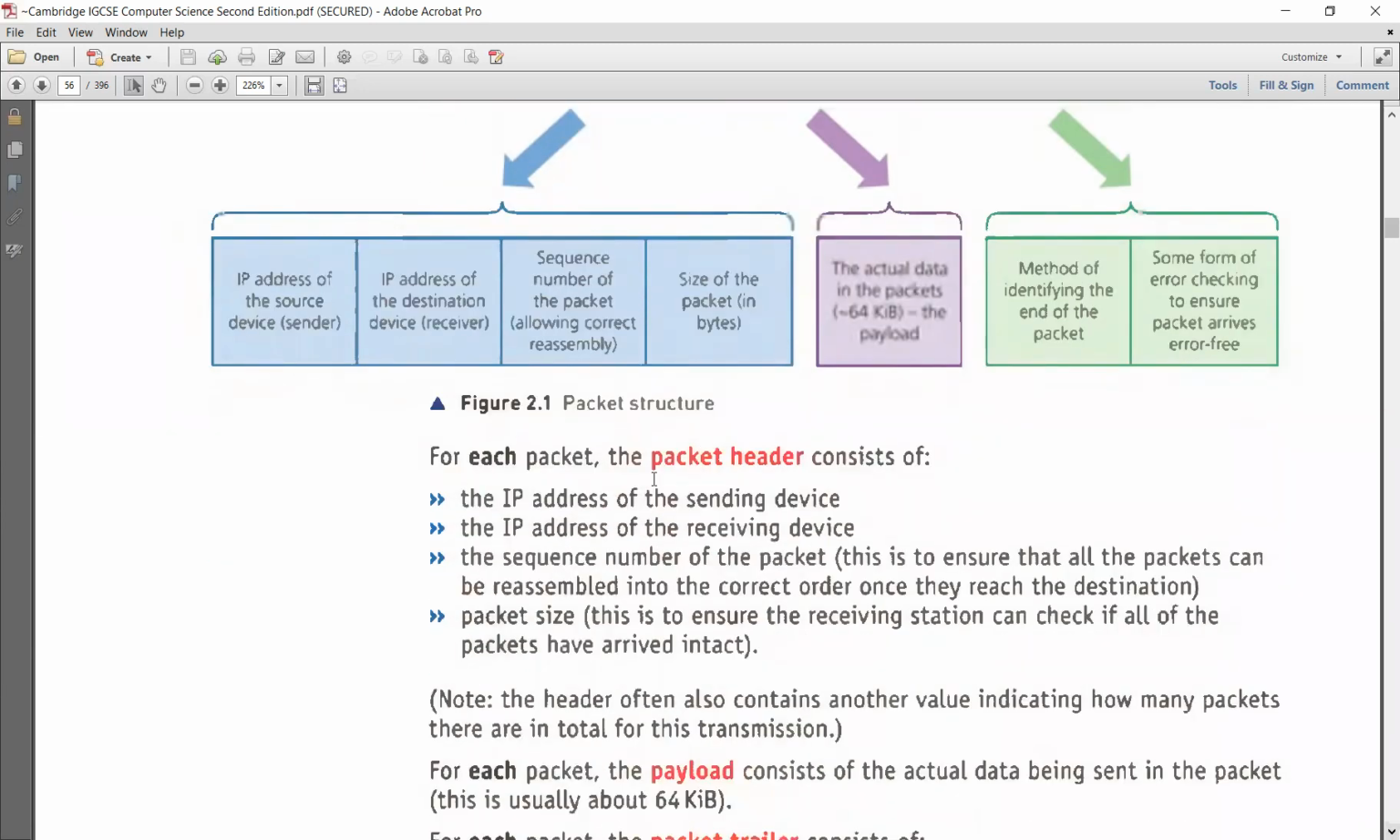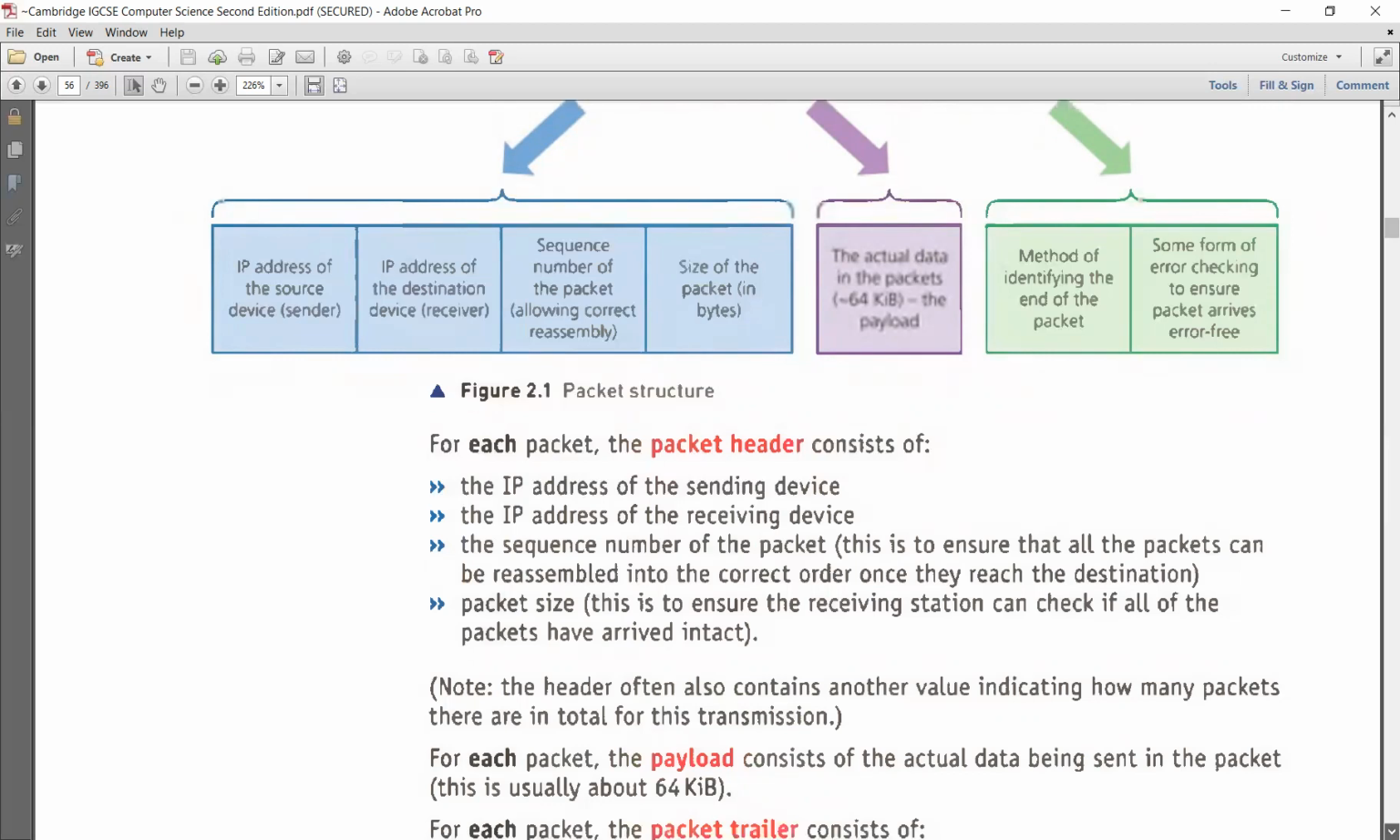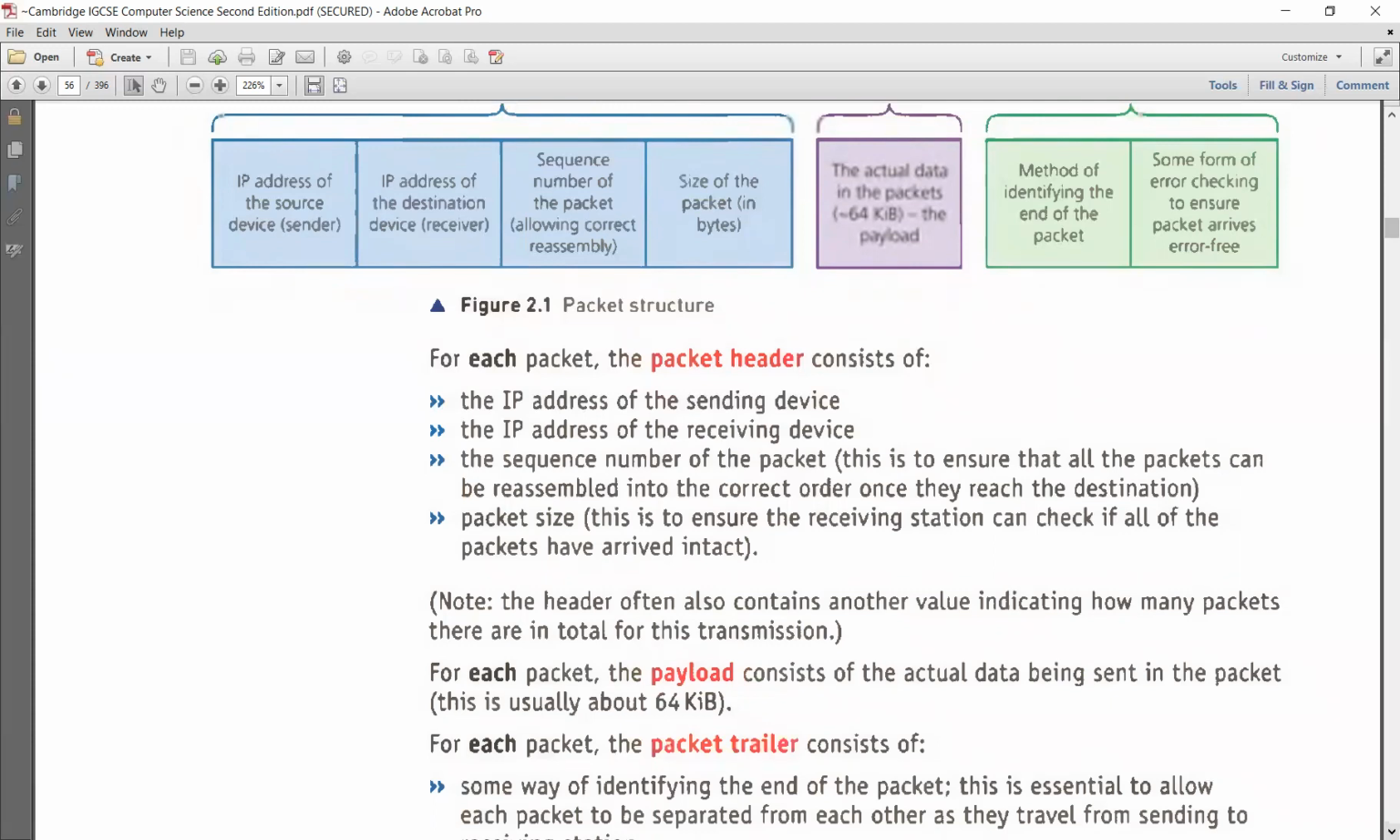Packet header is the same: IP address of the sender, IP address of the receiver, and the sequence number of the packet, which is needed to ensure all packets can be reassembled into the correct order. That is why the packets are numbered as well. The last thing is the packet size, which is also needed to ensure that the packet contains the same number of bytes and has arrived intact. Your payload consists of the same 64 KB of data.